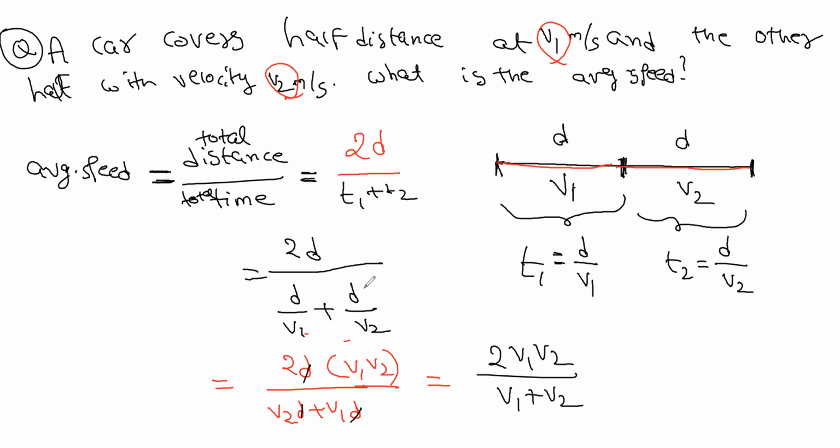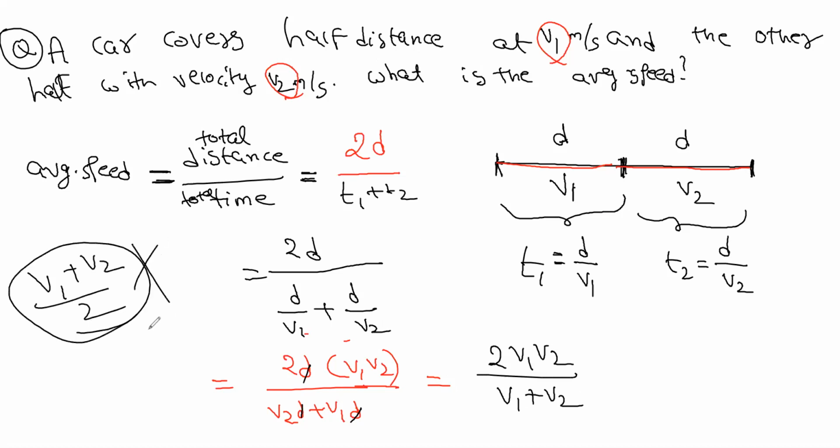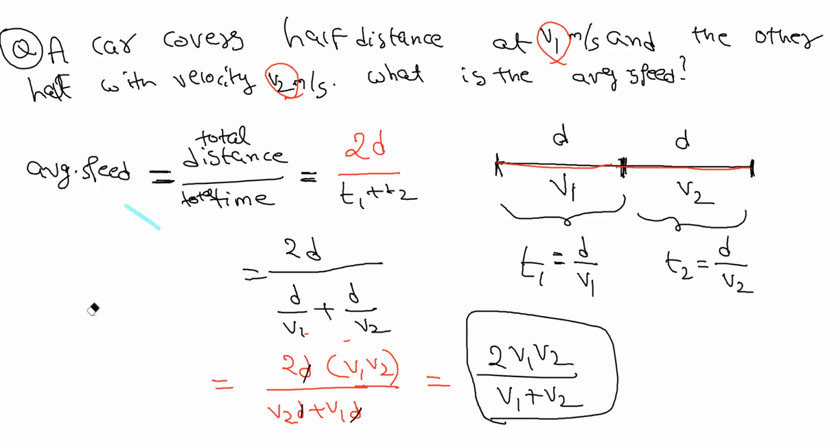Because in maximum cases when some people see this, and we know average is just sum of the quantities by number of quantities, what they will do, v1 plus v2 by 2, they will keep this answer. It's wrong. Yes. You have to proceed like this, with total distance by total time. Then you will get the answer as 2v1 v2 by v1 plus v2. Yes. Okay.